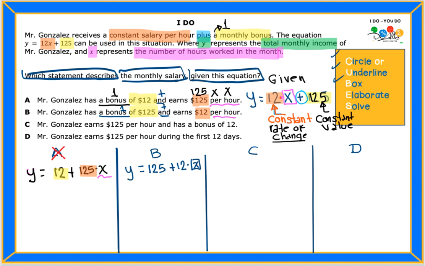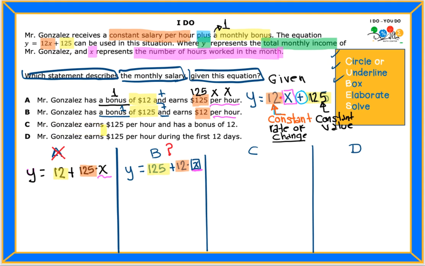I'm gonna compare this to the equation given. This will be my constant, this will be the rate of change, and this is a variable. On the equation given, I have to multiply 12 times x, and here is working. And then the constant value is just 125, and on this one I have 125. Awesome, so this might be my answer. Do we have to check the other ones? Absolutely yes. Let's do it.